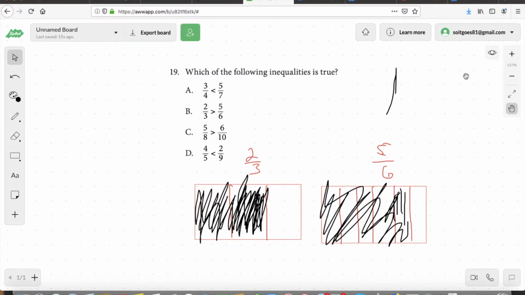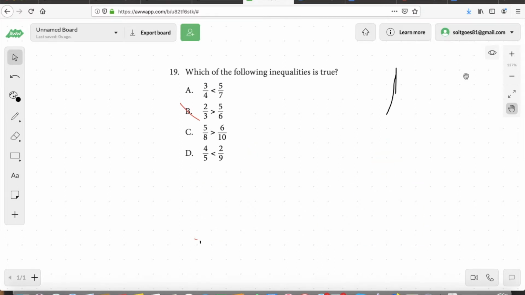I'm going to show you the operations. You're going to express the fractions with a common denominator, and then you'll be able to compare the numerators. But just thinking about it logically, I think we can eliminate B pretty easily. What about answer choice C? How would you read that? 5/8 is greater than 6/10. All right, is 5/8 greater than 6/10?